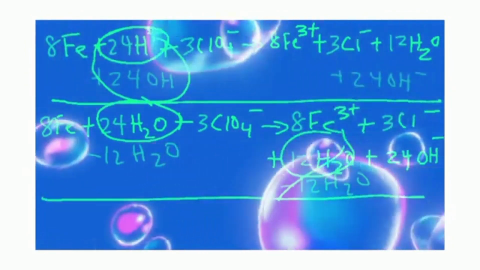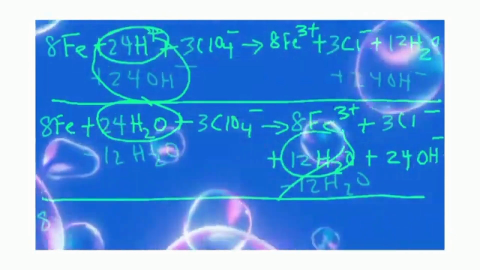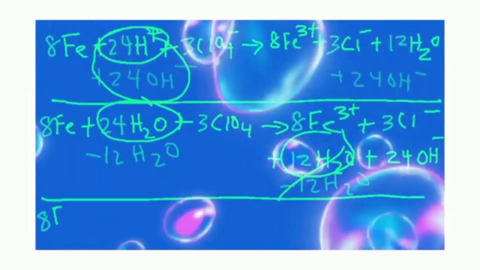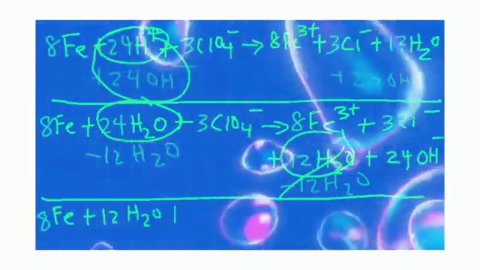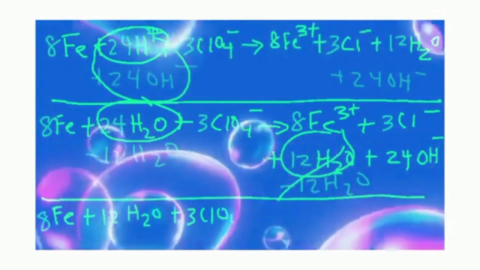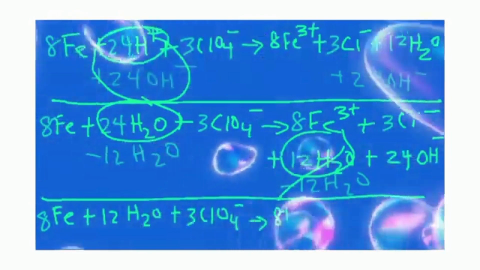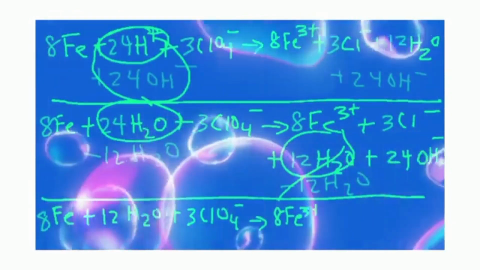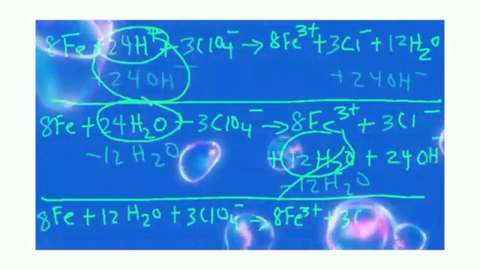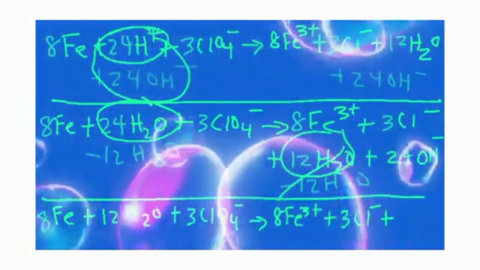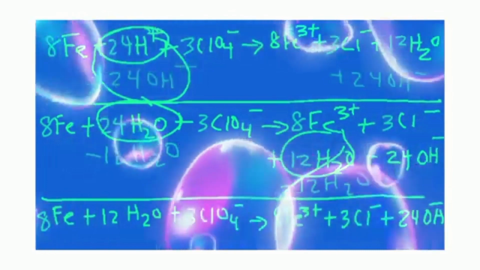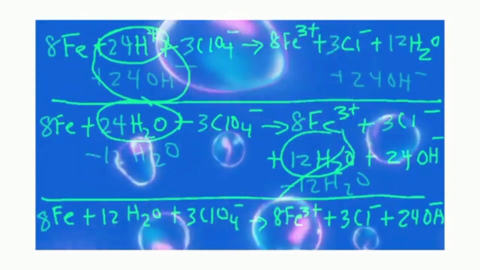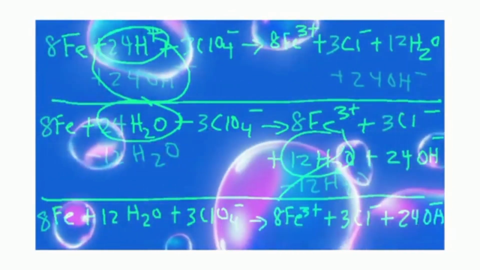So now we can write our final answer. So it's going to be 8 Fe plus 12 H2O plus 3 perchlorate ions, which yields 8 Fe3+ cations plus 3 chloride ions, and then plus 24 hydroxide ions. So now it's balanced. This is our final balanced reaction under basic conditions.